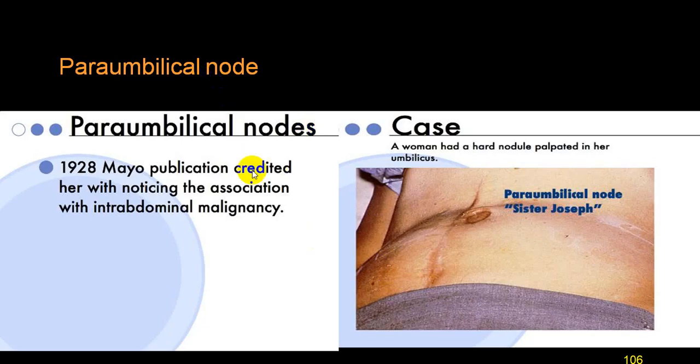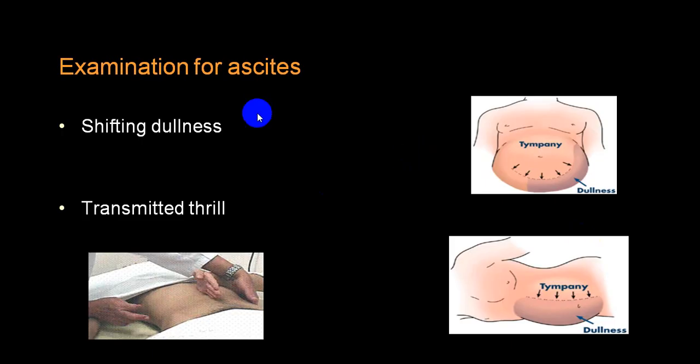You can look for paraumbilical node, and when the paraumbilical nodes are palpable, we call it Sister Joseph sign or Sister Joseph lymph nodes. Shifting dullness, horseshoe shaped dullness, mainly this is in percussion, we have discussed in percussion. This will be the area of tympanic sound, this will be the area of dullness, so we call it a horseshoe shaped dullness. And you can demonstrate shifting dullness.